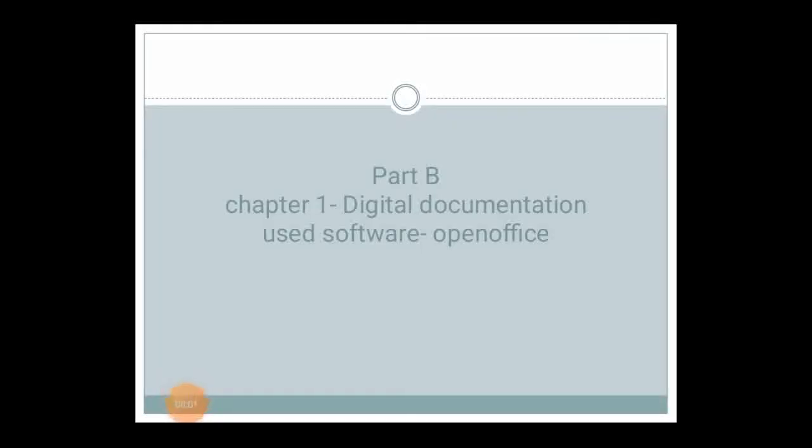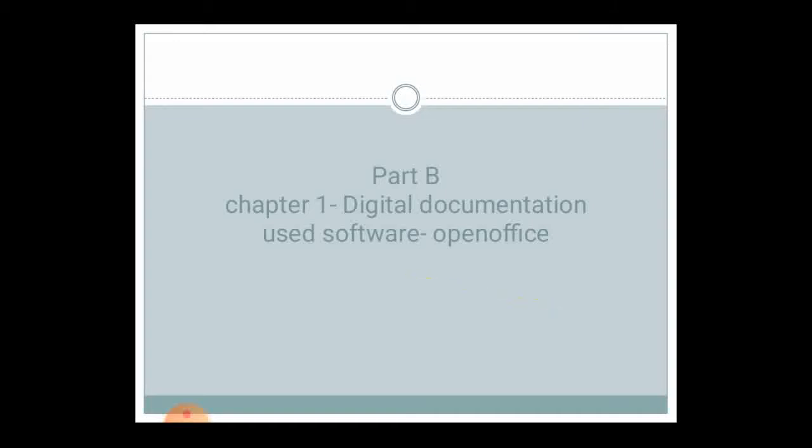Good morning, students. Let us start part B of computer science vocational skills, which includes digital documentation. The first chapter is digital documentation, and the software used here is OpenOffice.